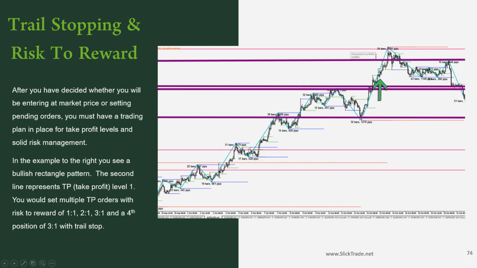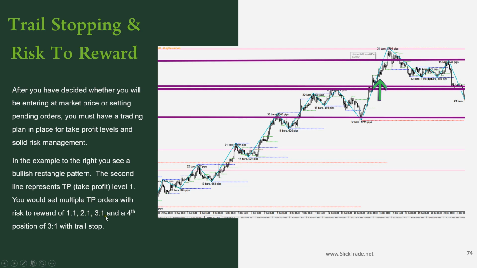But if you were trail stopping this trade, let's say it hit the 1 to 1, you'd be moving that stop loss up to a break-even point for your 2 to 1, 3 to 1, and fourth position. Now your fourth position is the only one you'd continue to trail stop up, but that's one thing I wanted to address to you guys.